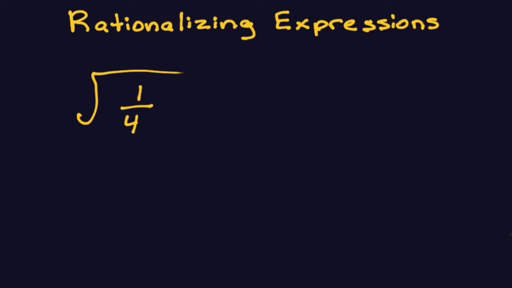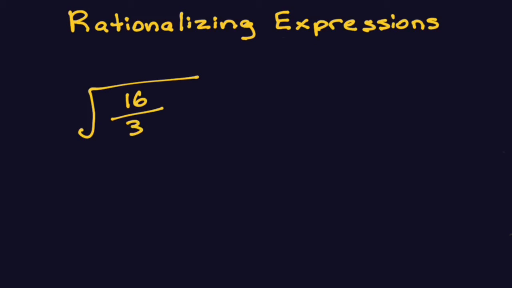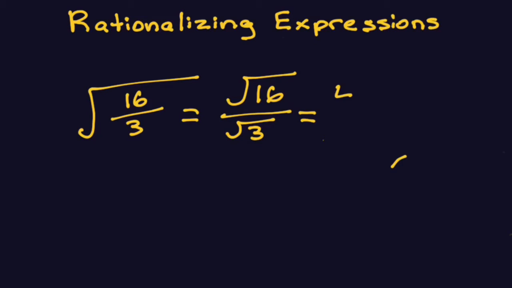Okay, now let's say we have something like the square root of 16 over 3. We do the same thing, so the square root of 16 over 3 would become the square root of 16 over the square root of 3. The square root of 16 is 4. And the square root of 3, let's just keep that there. Now, this isn't rationalized, right? Because there's still a square root or a radical at the bottom.